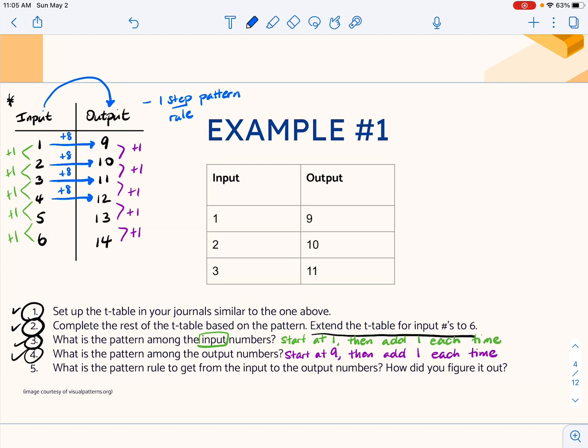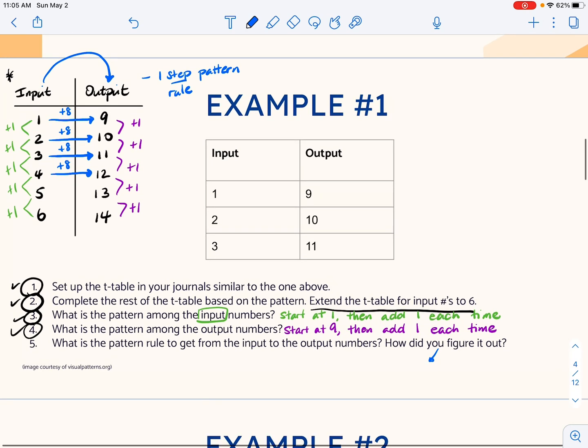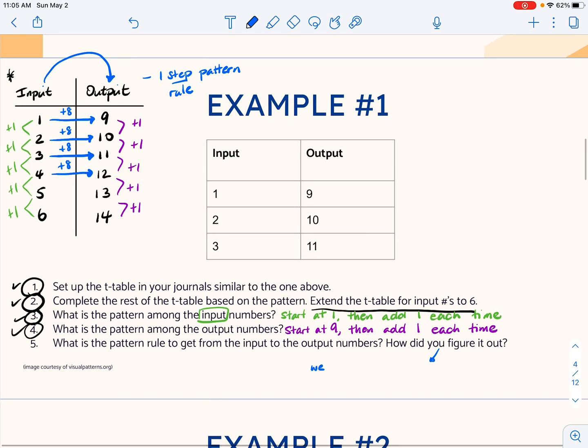So therefore, if we answer number 5, what is the pattern rule to get from the input to the output numbers? How did you figure it out? Okay, well, we figured it out by finding the difference, so write this down: between the input and output numbers.